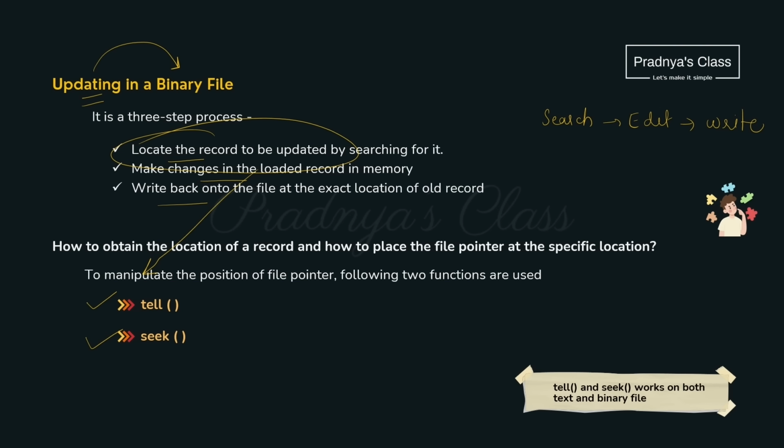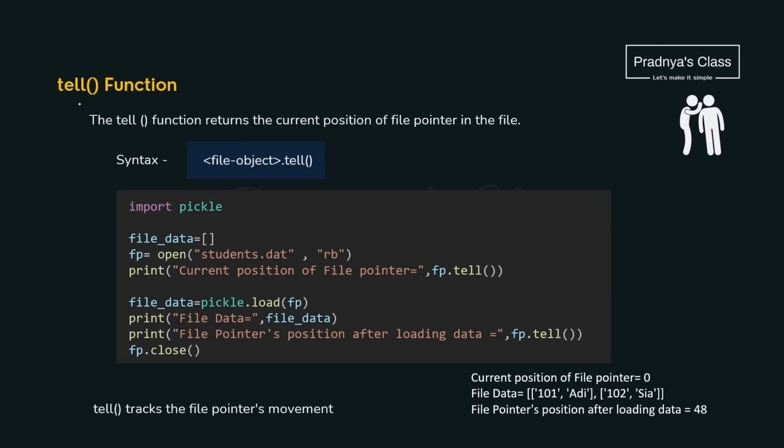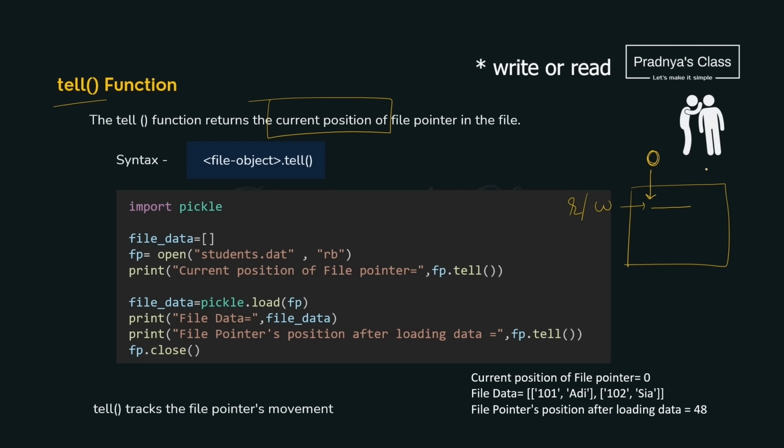What is the use of these functions? Let's try to understand. The first is the tell function. The tell function tells the current position of the file pointer. When we open the file for write or read purpose, the file pointer will be at the beginning of the file. It means its location will be 0. When we write a record, this pointer will move further. Here is the syntax of the tell function. It doesn't take any parameter.